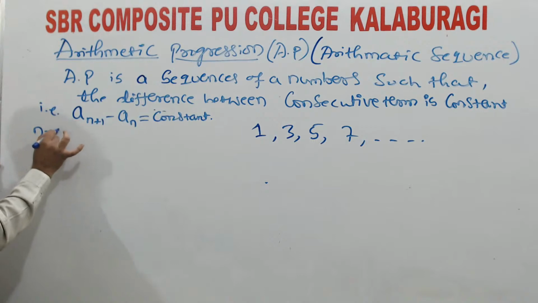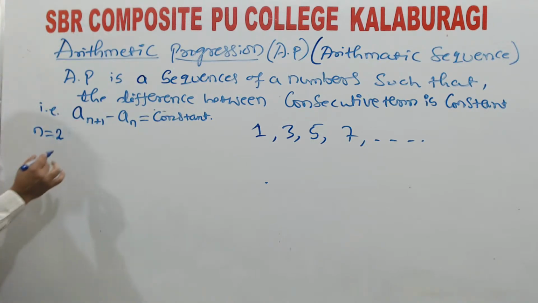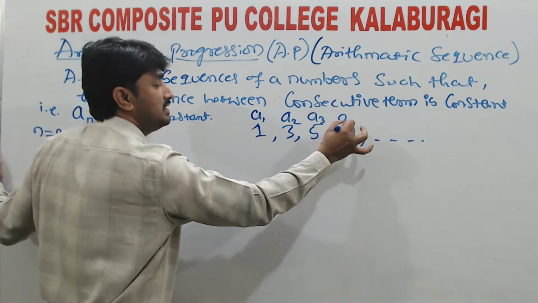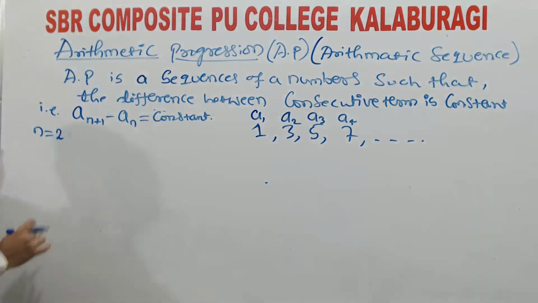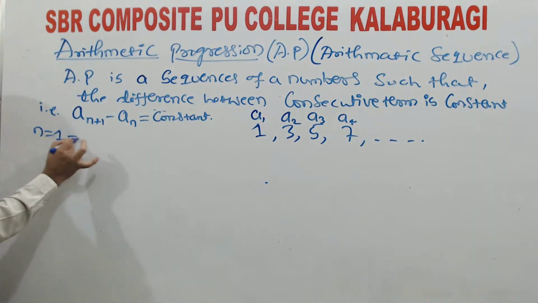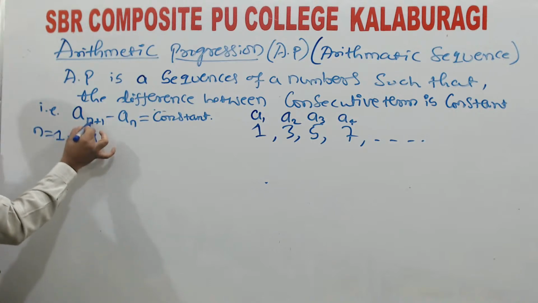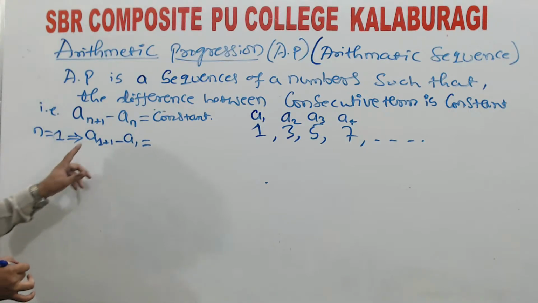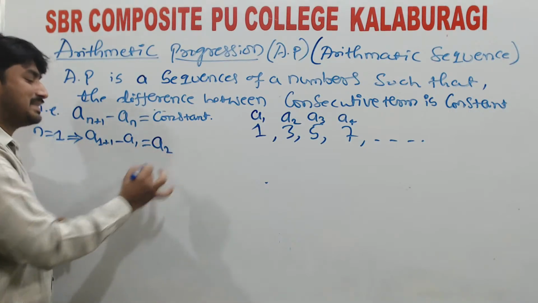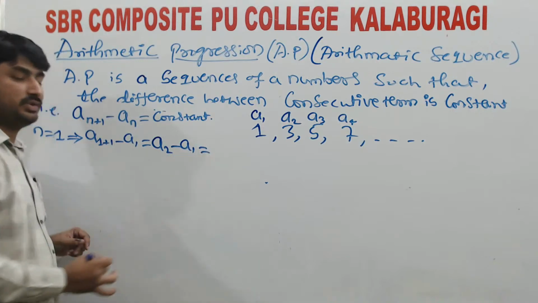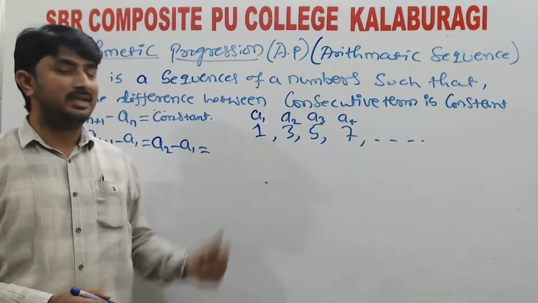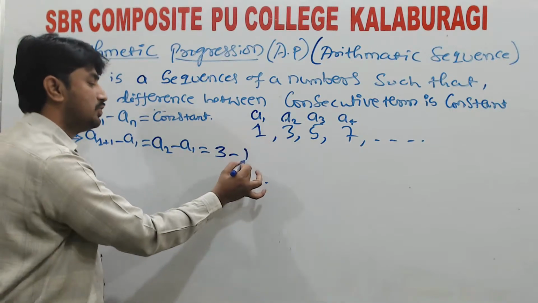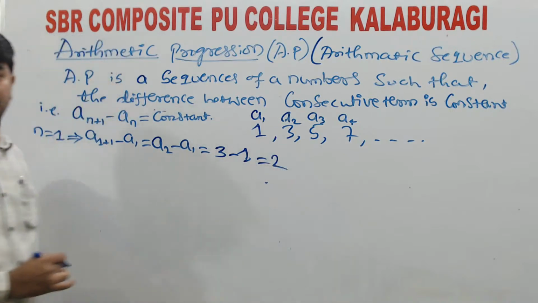I am taking n equal to 2. It is the term a1, it is the term a2, it is a3, it is a4, and so on. I will take n equal to 1 first. Implies a, in place of n, I am taking 1: a(1 plus 1) minus a1 is equal to. Here, 1 plus 1 is 2. The second term minus the first term is equal to. Here, see, the second term is 3 and the first term is 1. 3 minus 1 is 2.